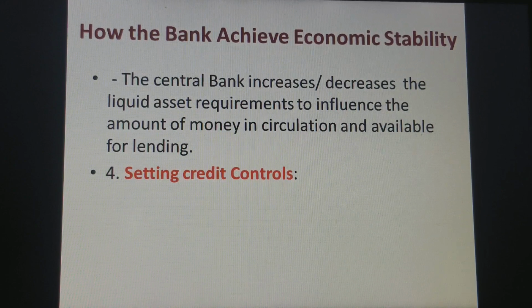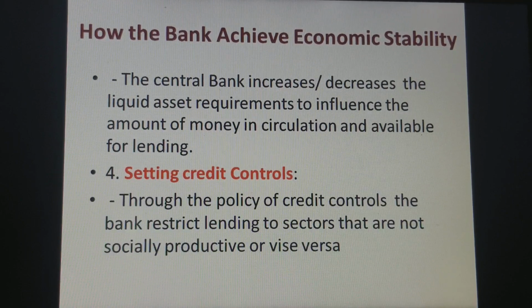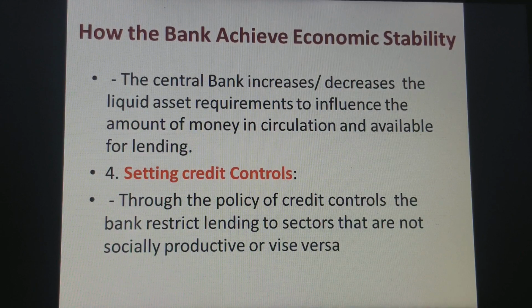Setting credit controls. Here, through the policy of credit controls, the bank restricts lending to sectors that are not socially productive or vice versa, right? So as we said some time ago, the bank will give particular credits. If they want to encourage a particular industry to develop, they will provide credit rates for them and reduce the restrictions of these industries accessing monies, as against other industries that they put restriction on and make it difficult for them to obtain monies.